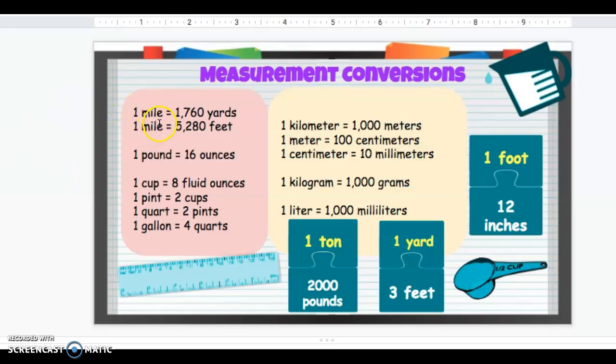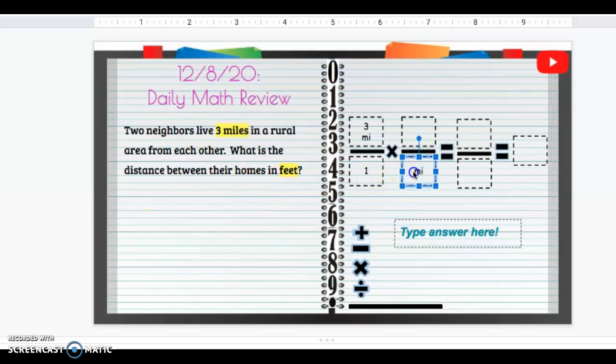And I see 1 mile equals 5,280 feet. Perfect. So I'm going to put 1 on the bottom and 5,280 feet on top. Okay, so then you'll have these lines already. I am going to cross off my miles, cross off my miles. So right now I'm left with feet.